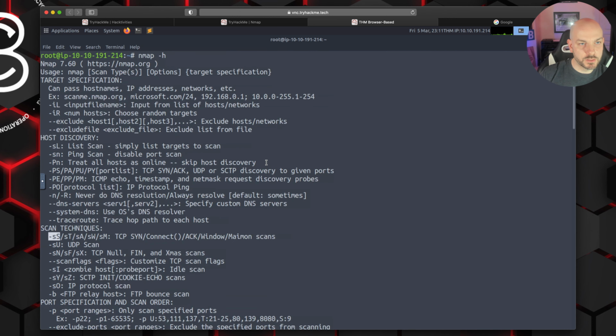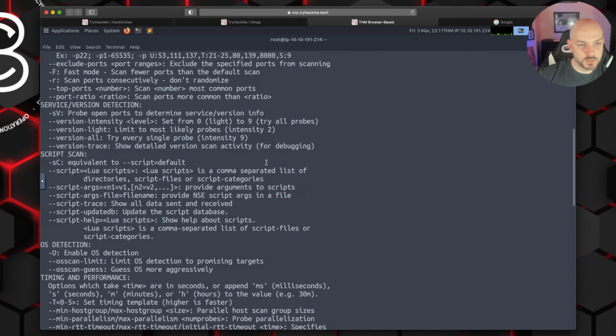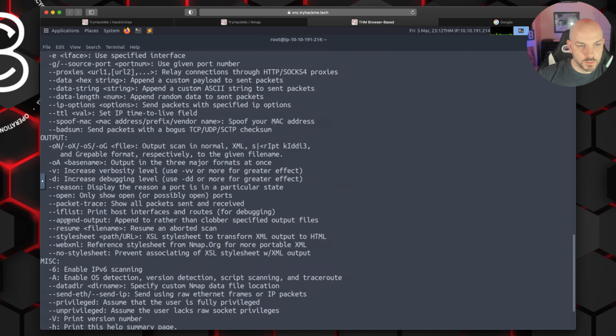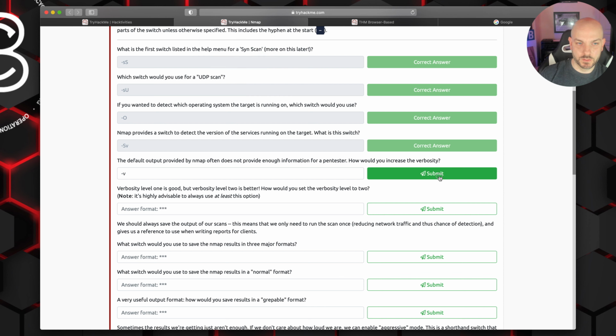Let's see. OS detection, output. Increase verbosity. Yep, there we go. And use double v if you want even more info. Cool. Verbosity level 1 is good, but verbosity, well, I mean, that's just what I said. We are in agreement. Let's go double v.